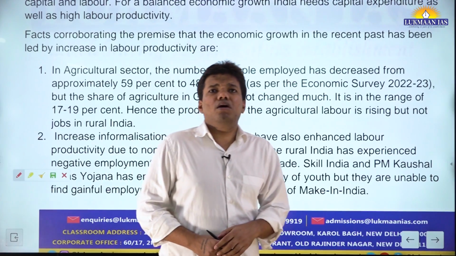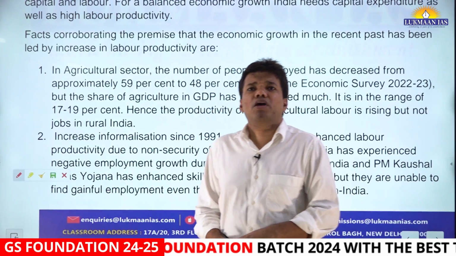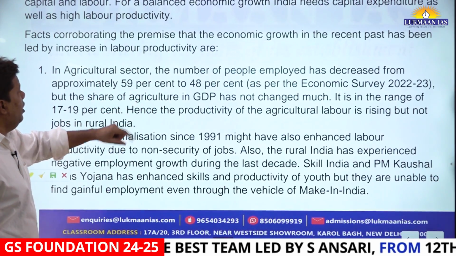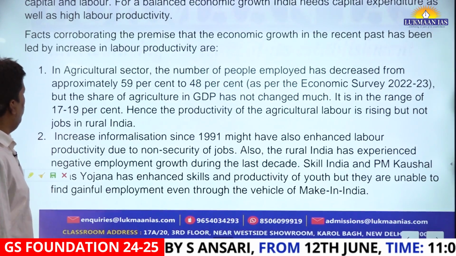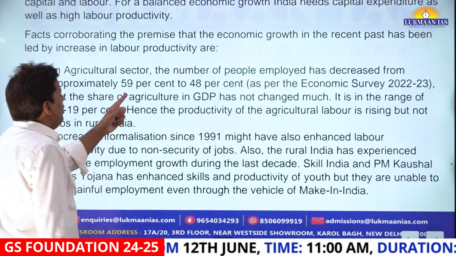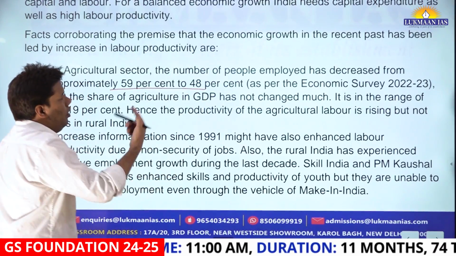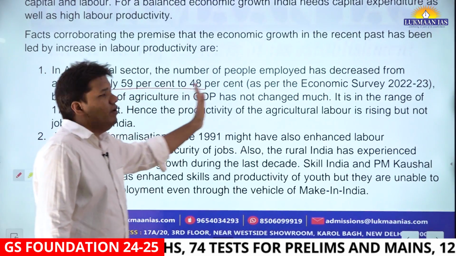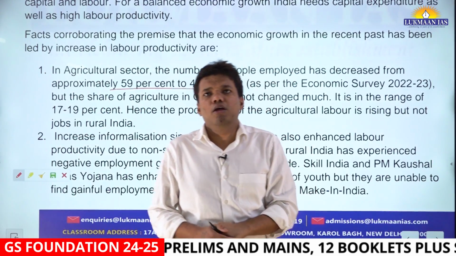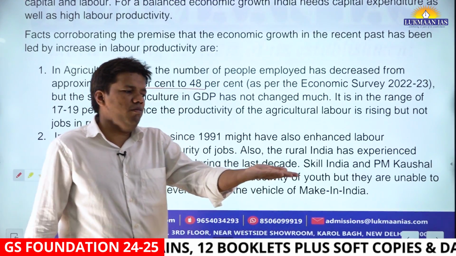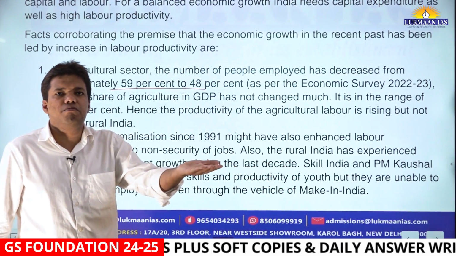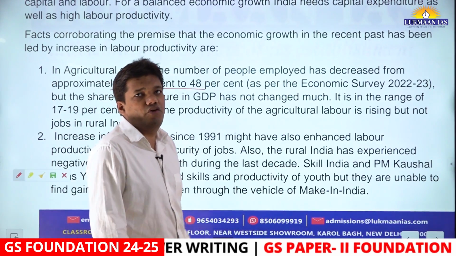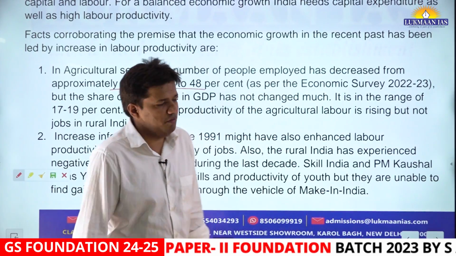Here you must mention the decade, because somebody may ask when it happened. In the last 10 years, it went from 59 to 48%. So now you understand: the GDP contribution of agriculture is constant, around 17 to 18%, but the people involved have decreased from 59 to 48%. So what is going to happen? Labor productivity is increasing. Fine.